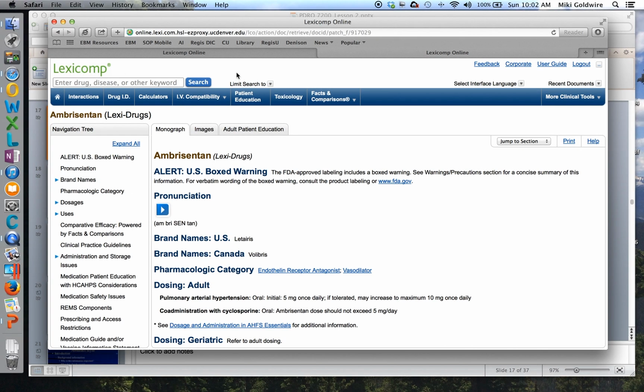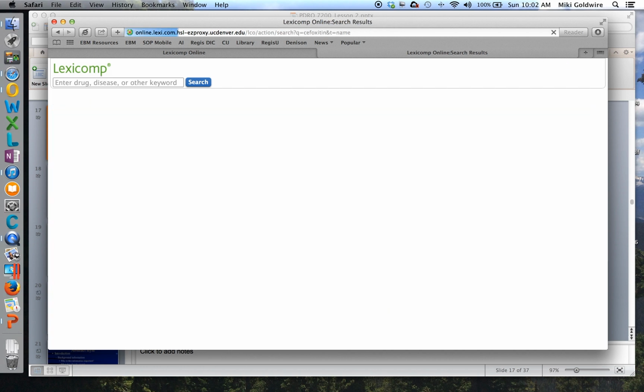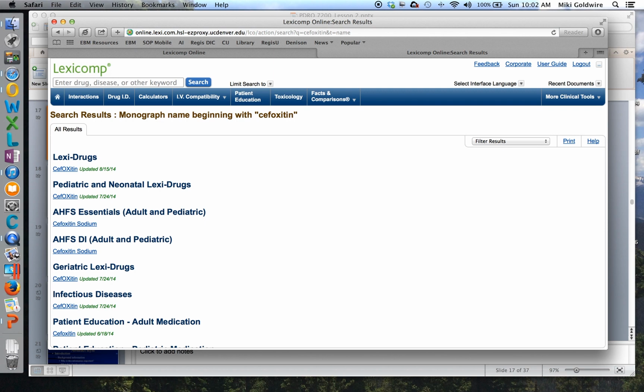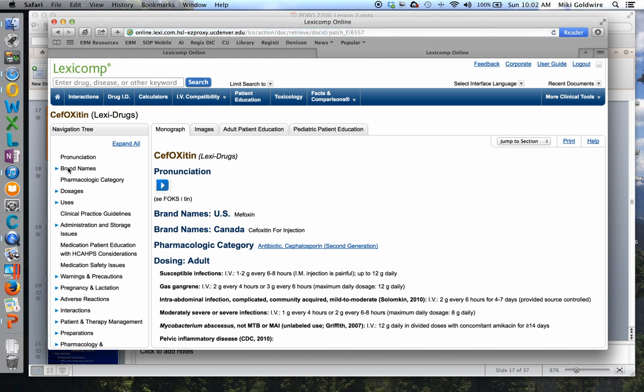So if we just went to Lexicomp and typed in cefoxitin and hit enter, and pull up the cefoxitin monograph, how we classify this question is where we would look in the monograph. We can classify this question as an adverse drug reaction. So we may find information under warnings and precautions or under adverse reactions.